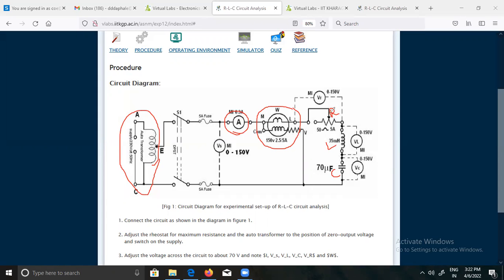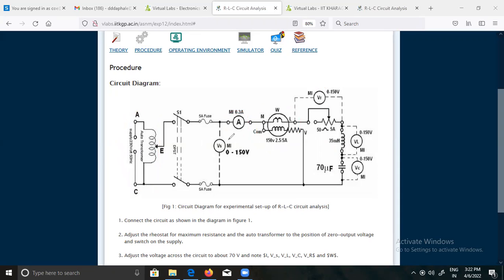Now the voltage across this resistance is VR, and they have given which voltmeter range we have to use, 0 to 150 volt. Then VL, the voltage across the inductor, again we are using 0 to 150 volt. And this is the voltage across the capacitor, again 0 to 150 volt. Now see what procedure they have given.